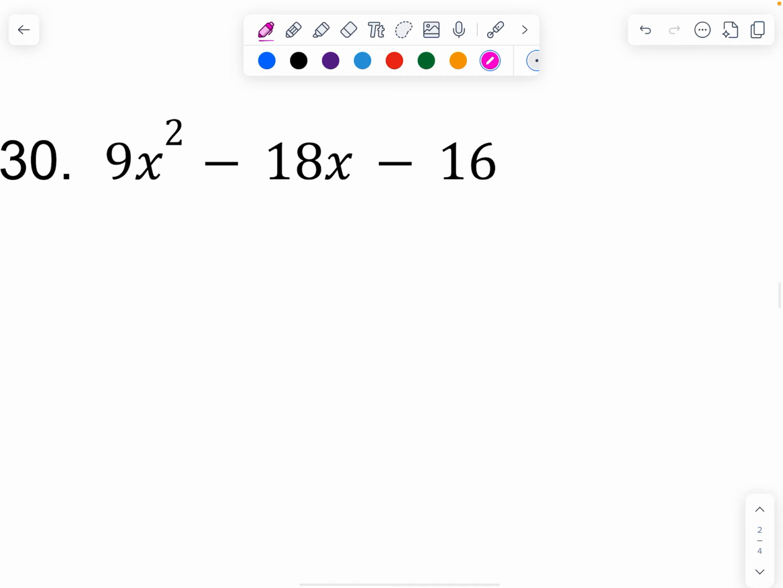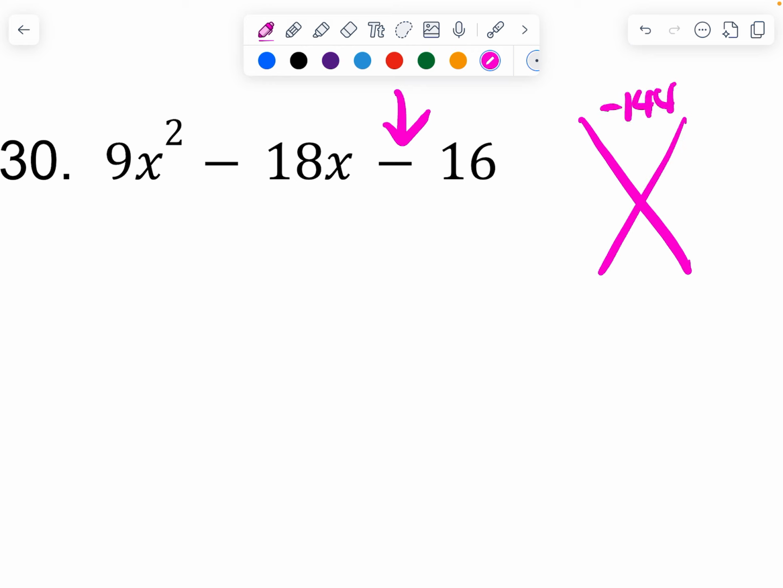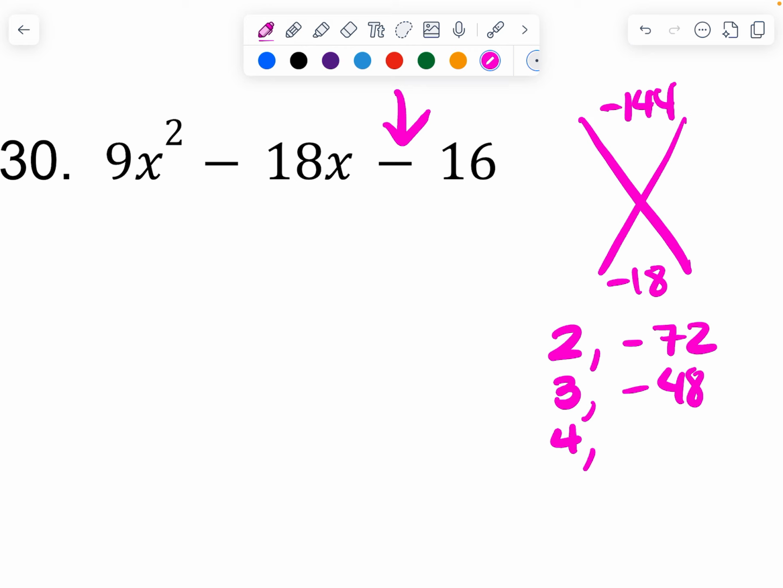This one. This has a minus sign here, so we cannot do this one. So negative 144 adds to negative 18. So the higher of the two numbers is going to be negative. So let's see, 2 goes into that negative 72 times. That's not going to help us. 3 goes into that 48. 4 goes into that, let's see, negative 36 times. That's not going to help. 5 doesn't go in. 6 goes in negative 24. Oh, that's it.